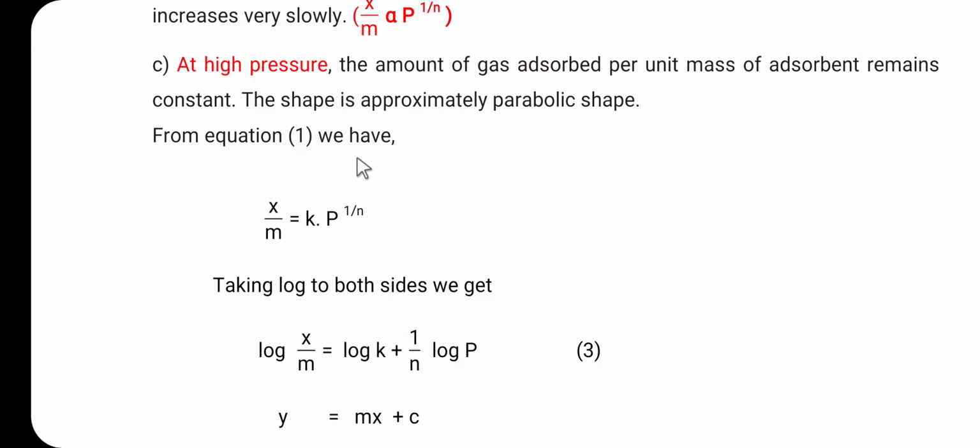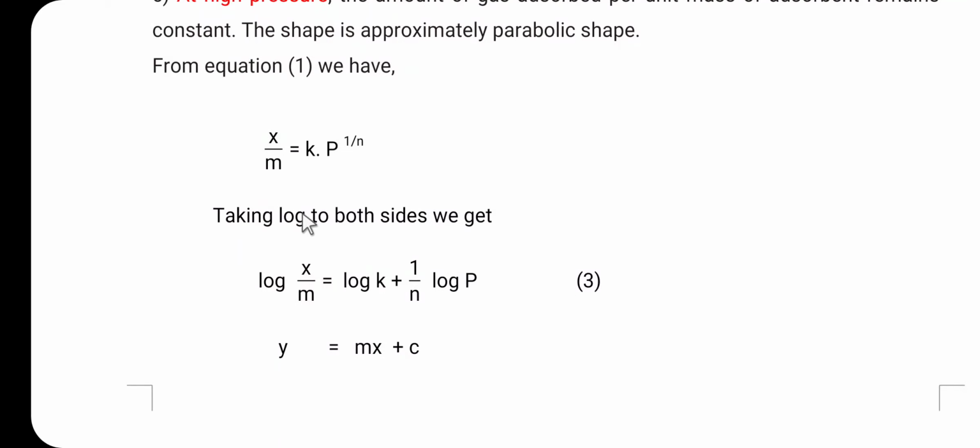Then from equation 1, we can write x by m is equal to k into p raised to 1 upon n. This is the mathematical equation of the Freundlich adsorption isotherm. Taking the log of both sides, this equation can be written as log of x by m is equal to log k plus 1 upon n log p.